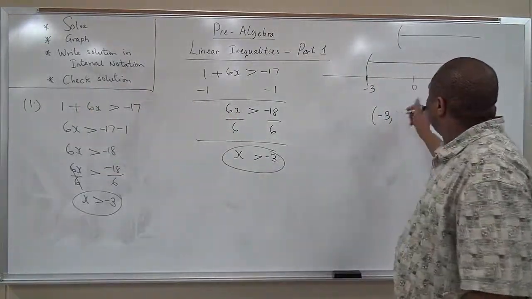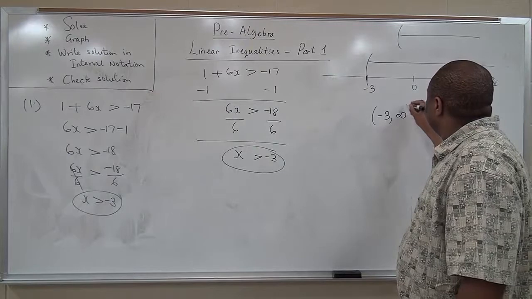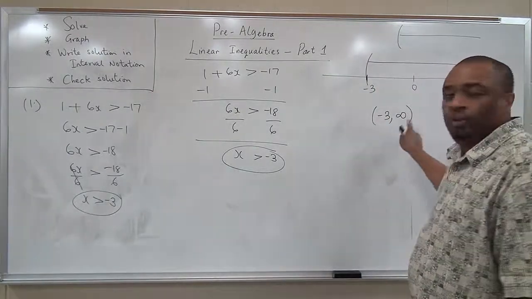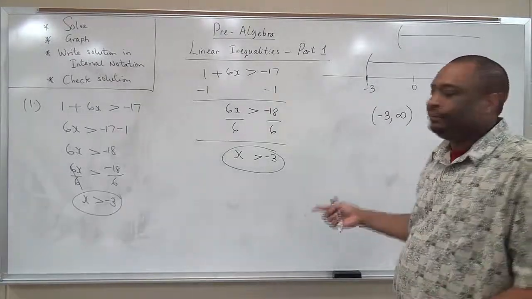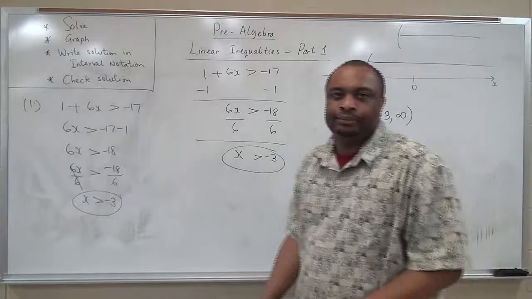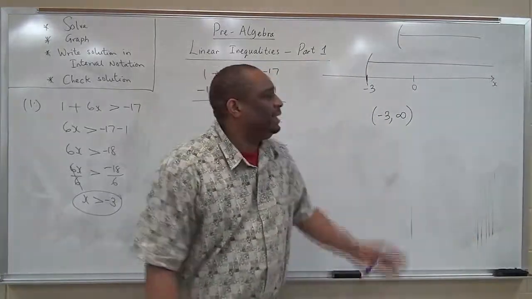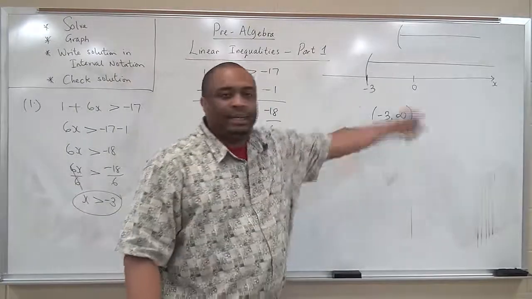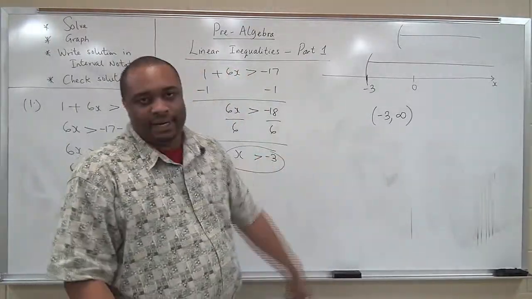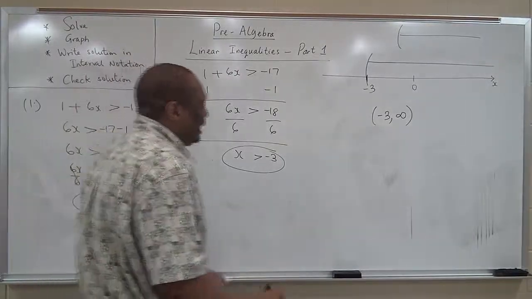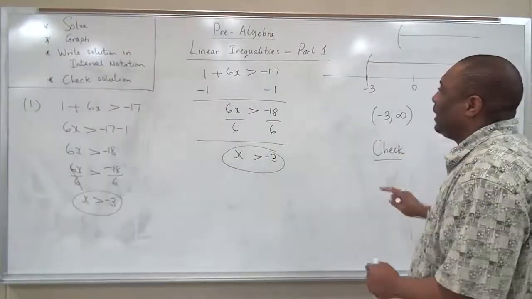So because of this, we put infinity. And because it is infinite, it doesn't have an end. So it's not closed, it's open. Infinity and negative infinity are always open, because there is no biggest number. It doesn't have an end. And then if we want to check our solution, we first of all write check.